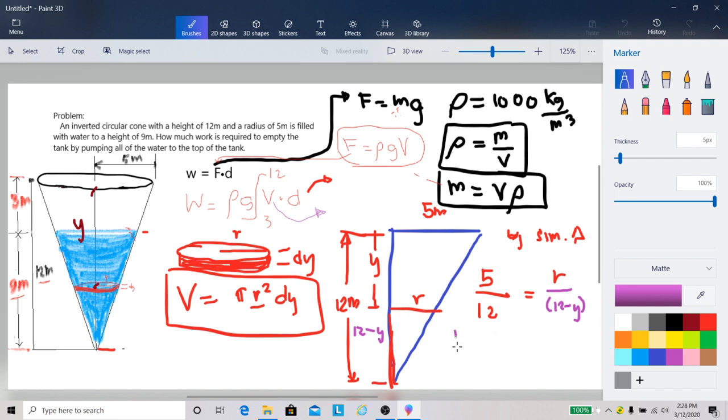Therefore, if you want to get R in this case, R is equal to 5 over 12 multiplied by 12 minus y. So there you have it. We have 5 over 12, 12 minus y, and we have the r. Now we are ready to substitute this r in this equation here. Let us try to do that.